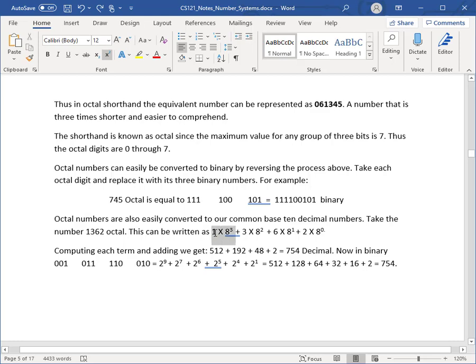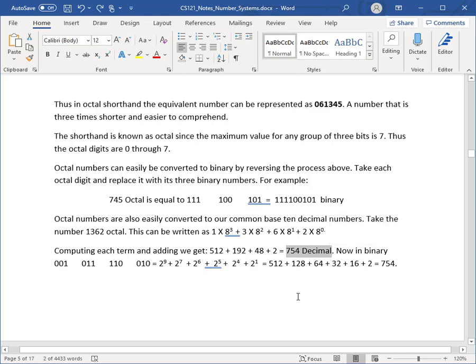So we have 1 times 8 cubed plus 3 times 8 squared from this 3. Then 6 times 8 to the first power, that's the 6 here. And finally, 2 times 8 to the 0, which we know is just going to be 2. So then if you multiply that out and add them up, then you get this, 512 plus 192 plus 48 plus 2, and that is 754 decimal.